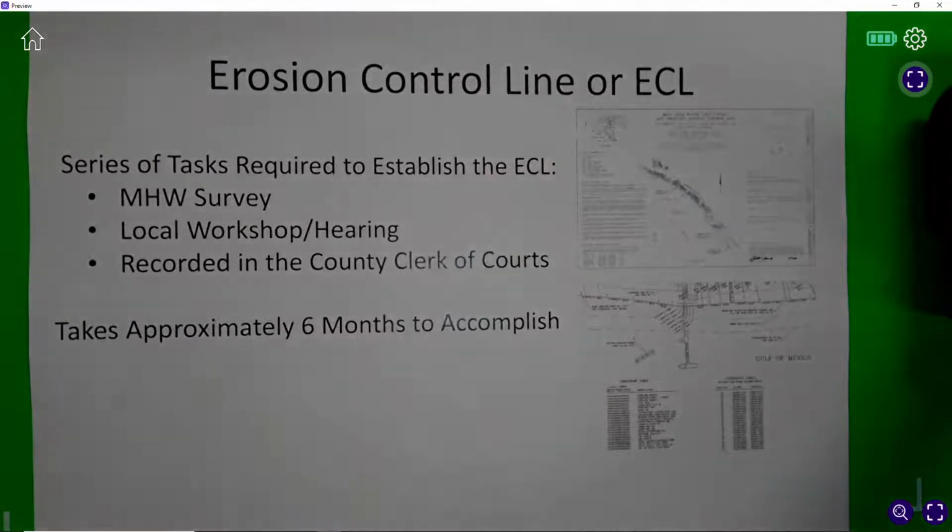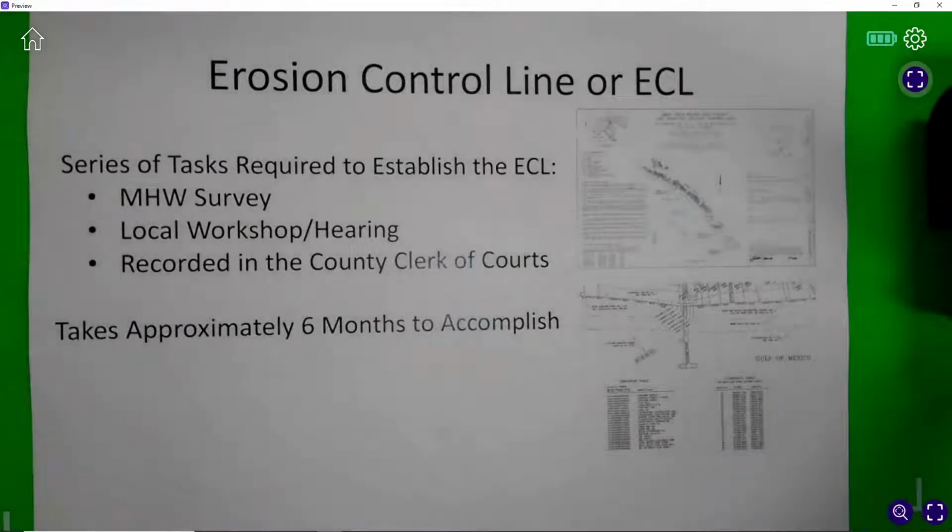So there's a series of tasks required to establish the ECL, erosion control line: a mean high water survey, like we just mentioned, at the time or 6 months before construction. They will then have a local workshop and hearing for the public, and then it's recorded in the county clerk of courts to establish that property line. This process takes about 6 months to accomplish.